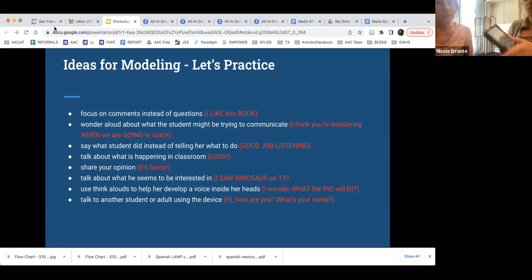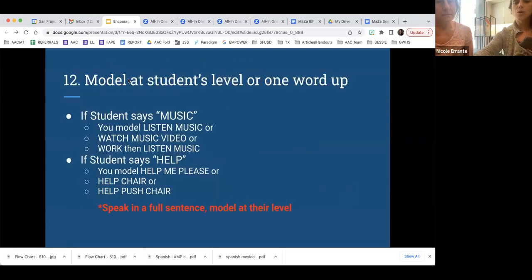If you have a student, I'm going to come back to this, hang on, but it's important that you want to model at about a student's level or one word up. So if your student is really only using their device for one word, then I'm going to do one word or two words. So I might just say reading. Read. I like reading. Or you can even, on TouchChat anyway, head into the book page there and you can say I love this book. I like.